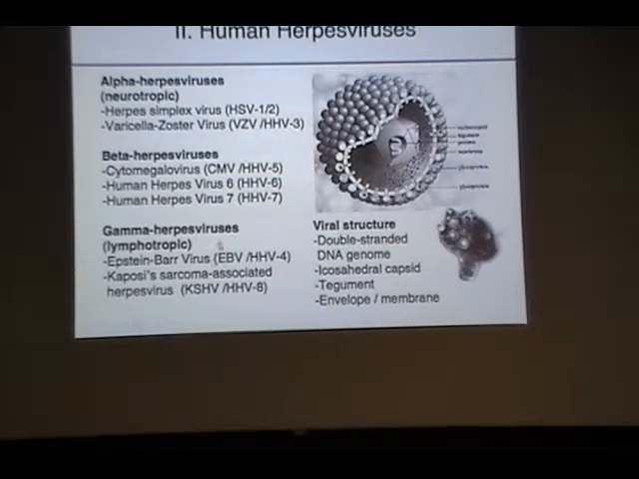The other group is beta herpes virus, which includes cytomegalovirus, or CMV, and human herpes virus 6 and human herpes virus 7. This group of herpes viruses can infect a variety of different types of cells. They have a broader range of tropism. So that's why they are grouped as beta herpes viruses.